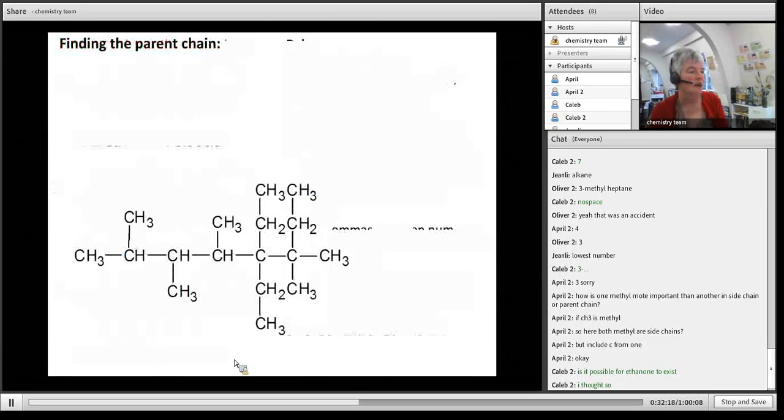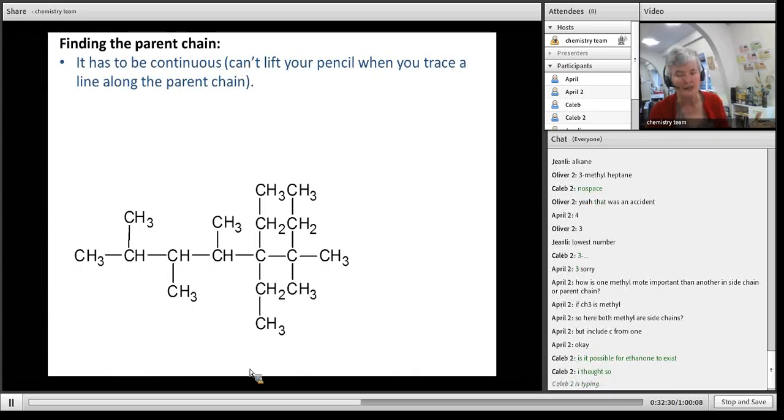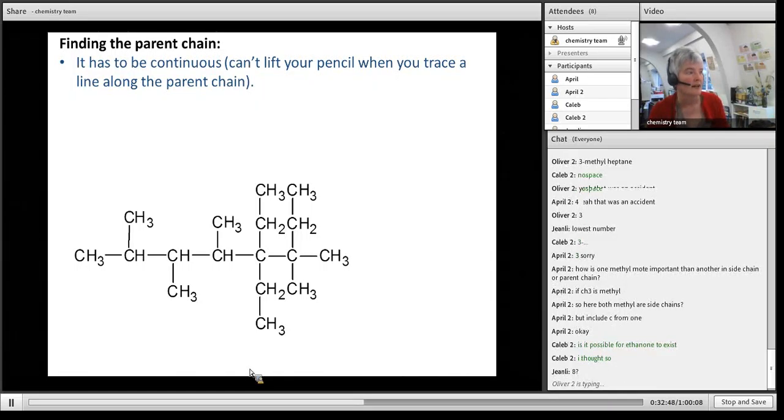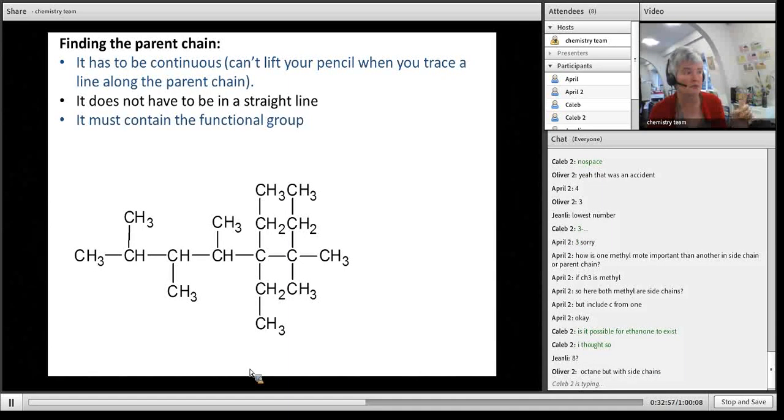Okay, right, so here's a more complicated one. You won't get something like this in the exams or anything like that. I'm just doing this to sort of prove the rules. So this is an alkane. So I've got no functional group to guide me of what's the lowest. So I've got to just simply look now for the parent chain and then see what's the lowest possible way of numbering. Remember the parent chain doesn't have to be in a straight line like we've been having. It must contain the functional group, but in this case we don't have a functional group.